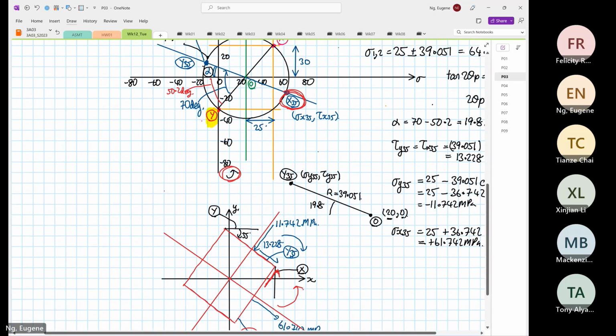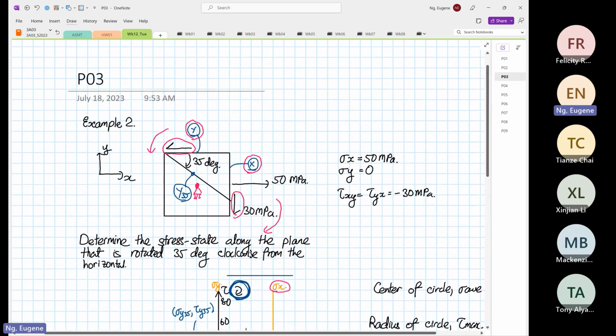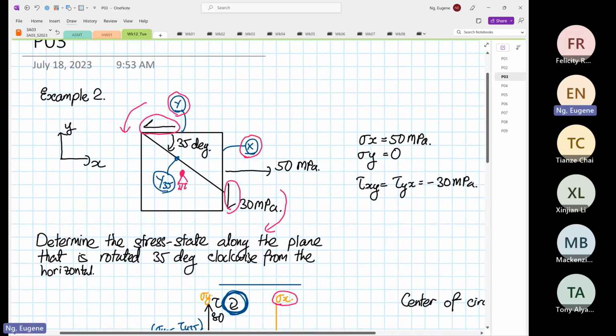Now, what if you want to start from surface X? To start from surface X, this angle is no more 35. This angle is now what? So 90 minus 35 is 55 degrees, right? So if you start from point X to do 55 degrees anti-clockwise, your answer has to be the same.